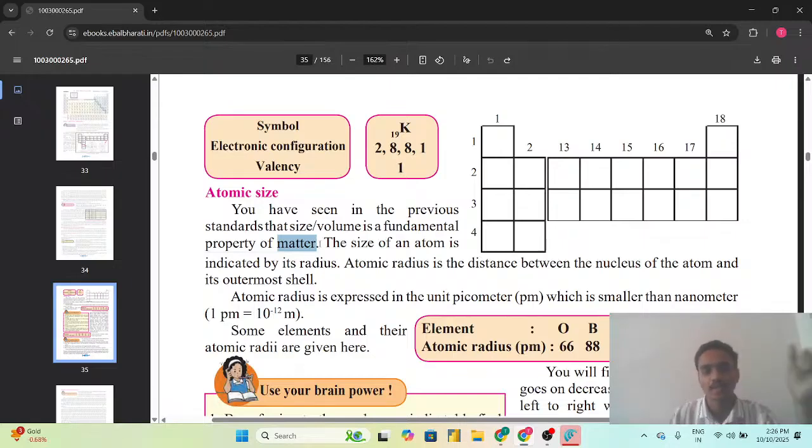We saw at the start of this chapter what matter is. Anything that occupies space and has mass is called matter. Matter is all the things we can see in our surroundings. Suppose we consider a human being also: we are considered matter because we have some mass and occupy some space in this surrounding. So that is matter.